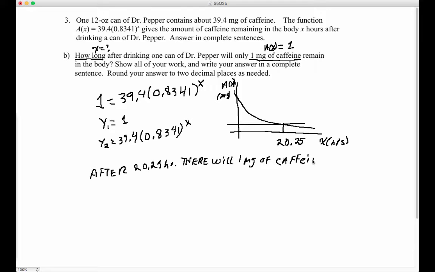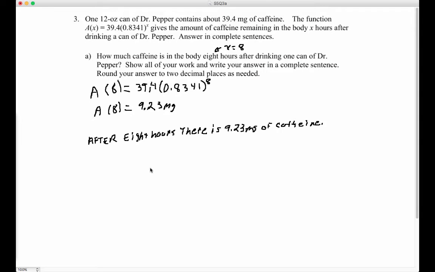Caffeine, everybody's favorite drug in America. Okay, cool. All right, well, we've got one more piece of this. We've got to go do part C, so let's go to that.